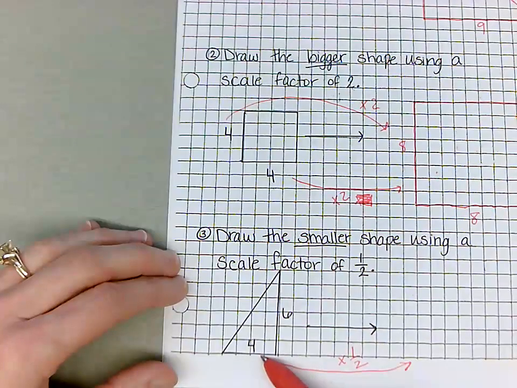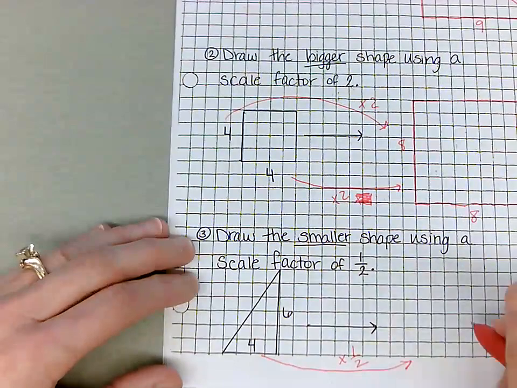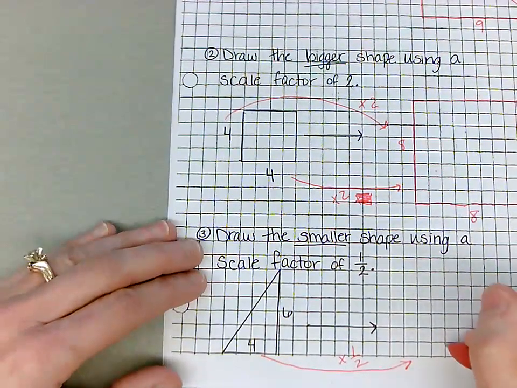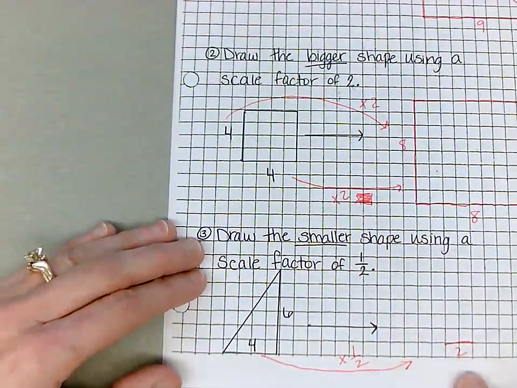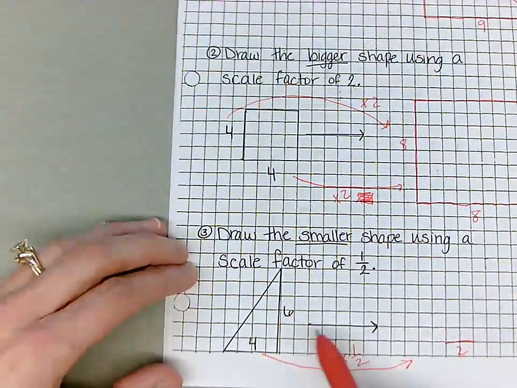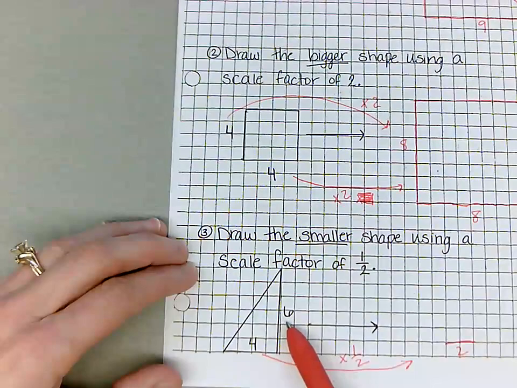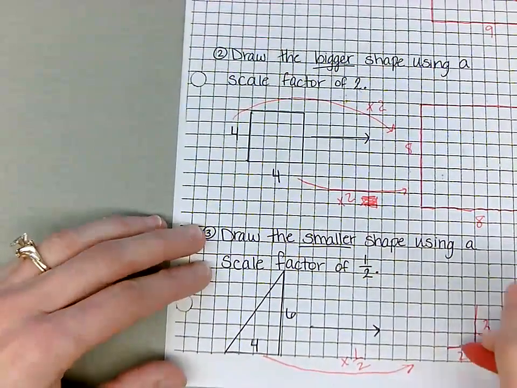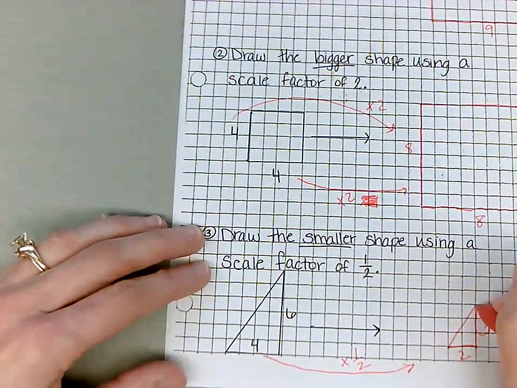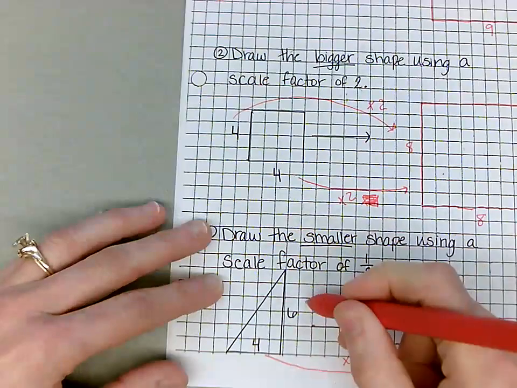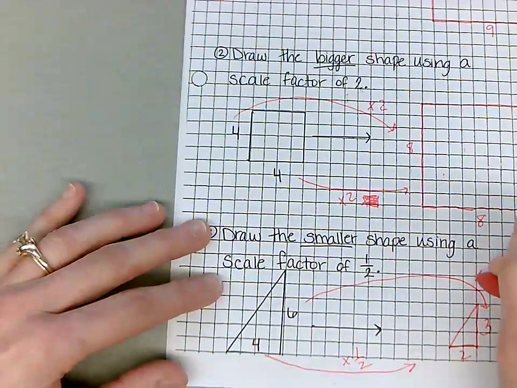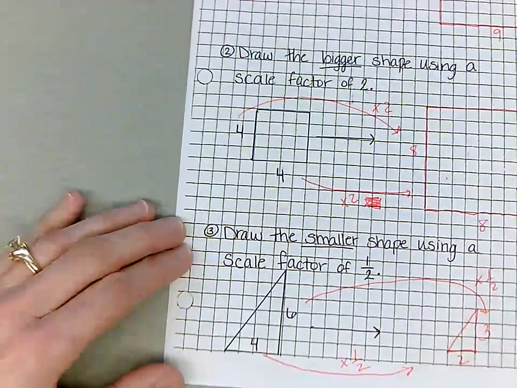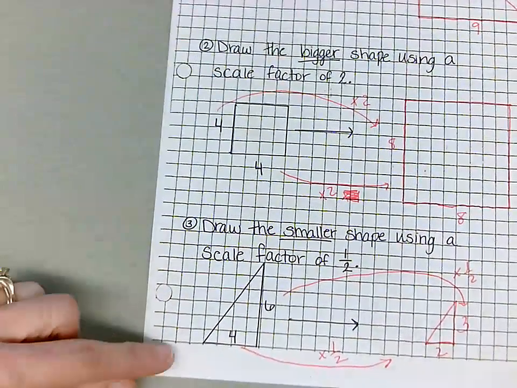That means you're going to have a base of that triangle of 2. So all I need to do here is draw out 2 grids like this and label it 2. And you're going to cut the height in half as well. So half of 6 is going to give you 3. 1, 2, 3. And there's your triangle. Half the size of the original. Times 1/2 is your scale factor. You're shrinking it.